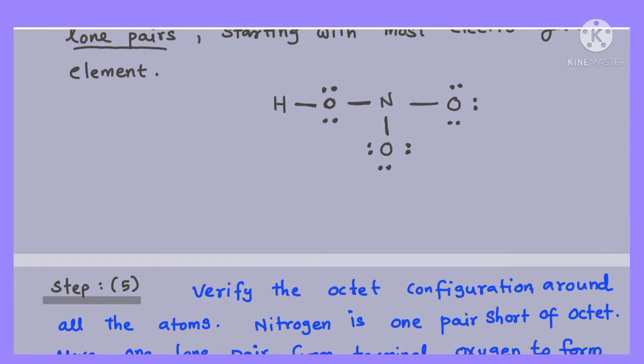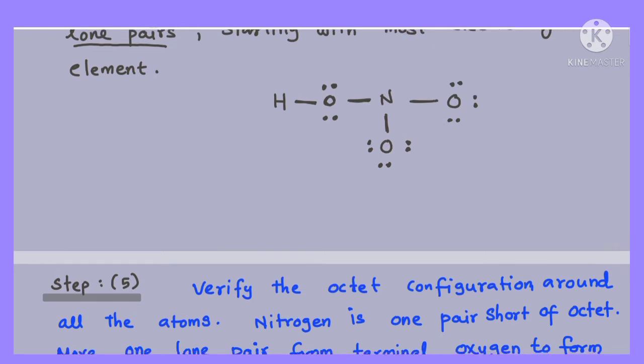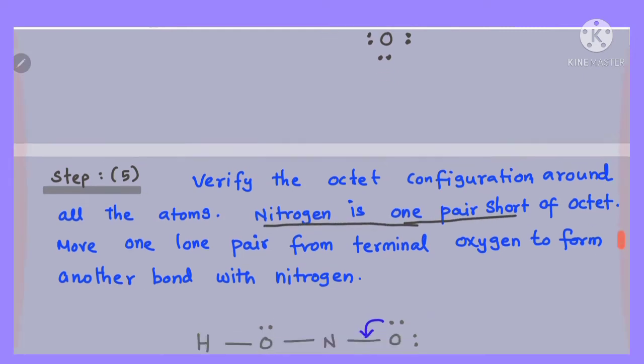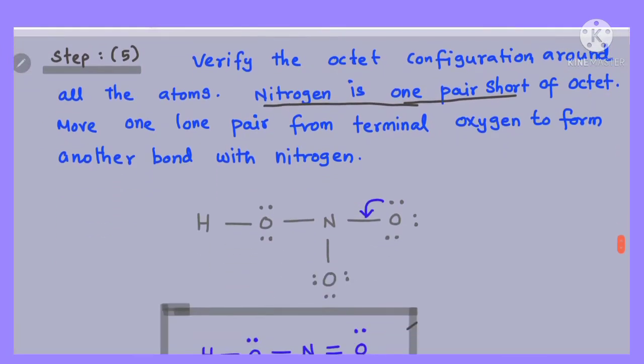But look at nitrogen, it is surrounded only by 3 bonds, which means it is surrounded by only 6 electrons. The nitrogen atom is 1 pair short of an octet. What you have to do is move 1 lone pair from a terminal oxygen to form another bond with nitrogen.